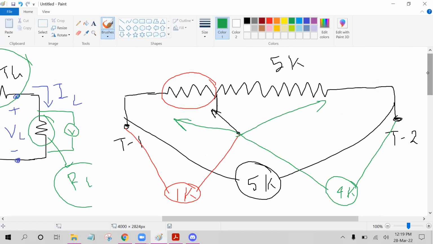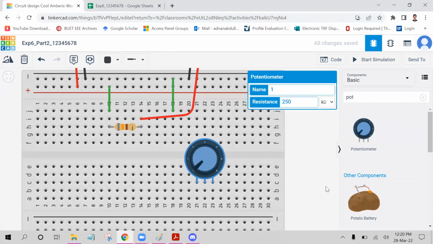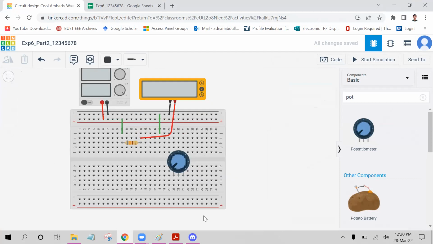Everyone got the idea? Yes sir. Okay. So for our purpose, we need to use the wiper and any one of terminal 1 and terminal 2. We do not need to use both terminal 1 and terminal 2. First, let me show you how we can change the potentiometer resistance.